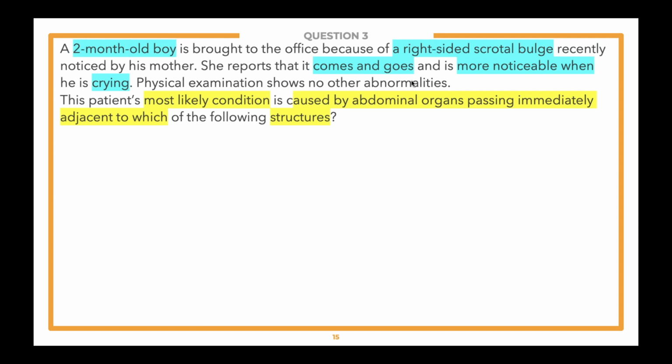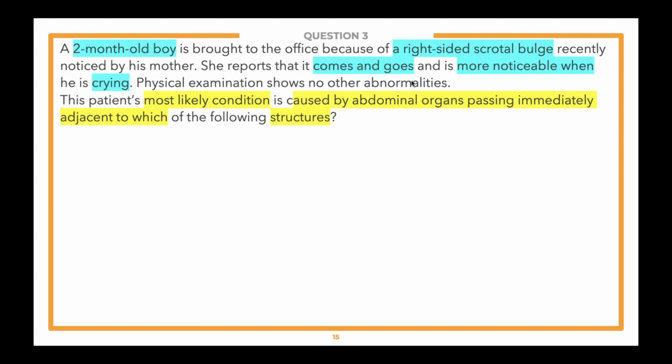We do know a little bit about what makes this bulge even more prominent. You could see there about what that situation is. And so you want to make note of that because that could clue you in as to what's going on with the diagnosis. And this question is asking us, this most likely condition is caused by abdominal organs passing immediately adjacent to what structure?